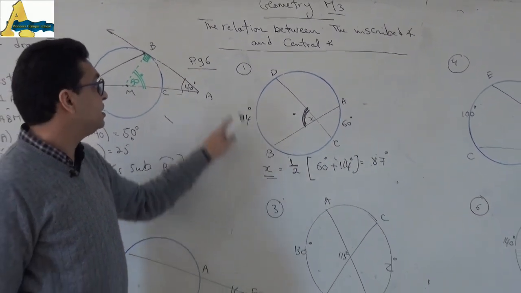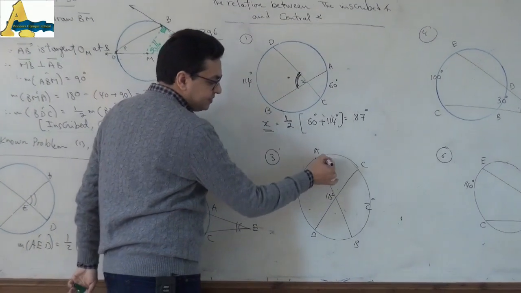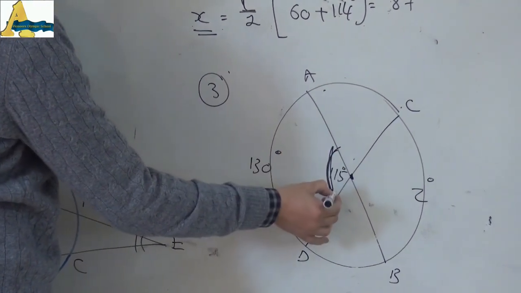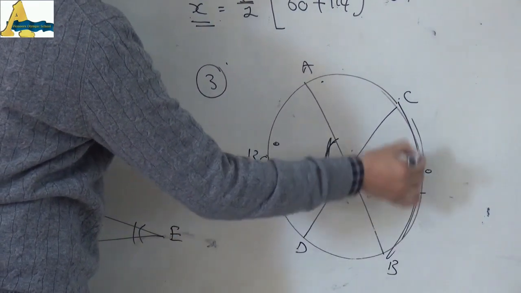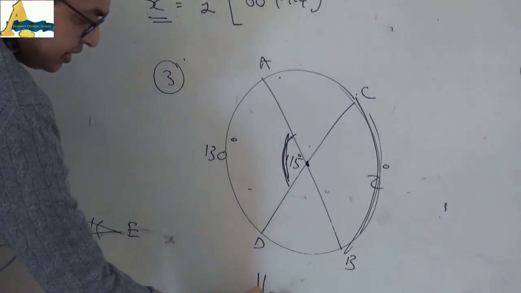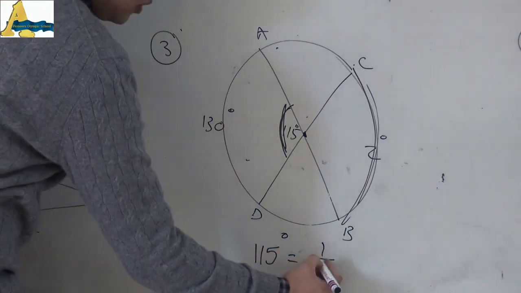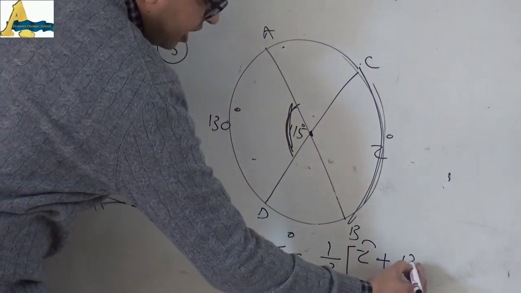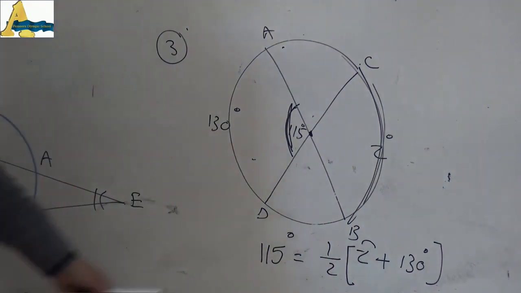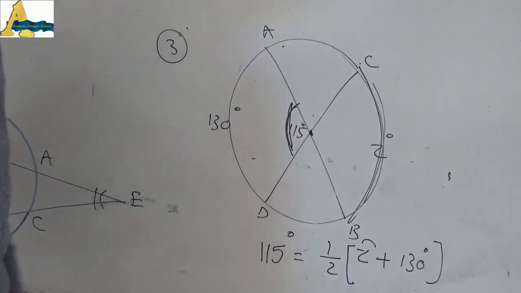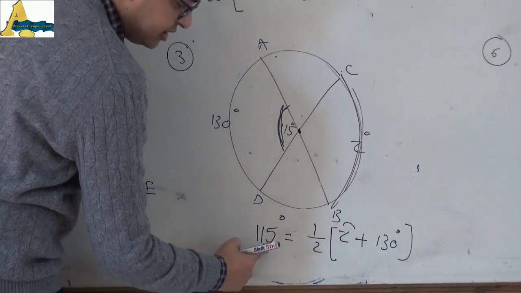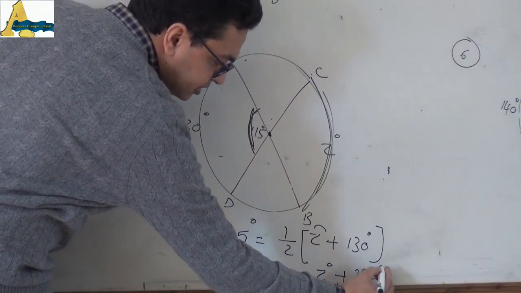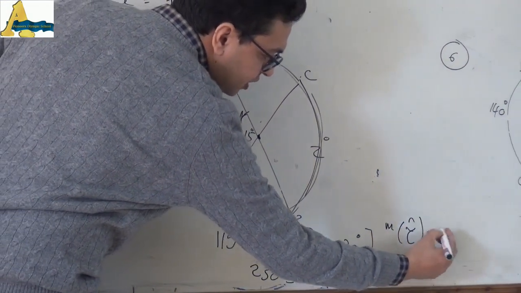Example number 3 on the same page 96. AB and CD are two chords that intersect at this point, and the measure of this angle is 115. How do we find the measure of arc BC? The resulting angle 115 equals half the sum of the two opposite arcs, that means Z plus 130 degrees. So to find the value of Z, or the measure of arc BC, we set up the equation: 115 divided by half, 230, equals Z plus 130. So Z equals 100 degrees.